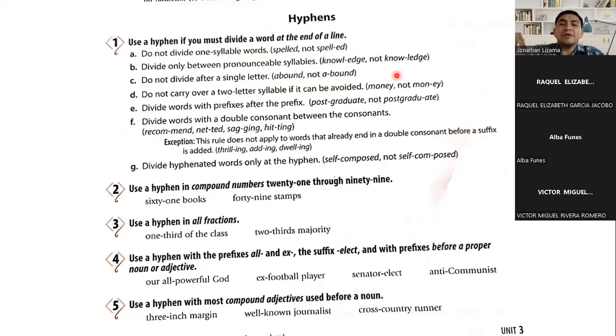Do not divide after a single letter. A-bound, not a-bound. Don't carry over a two-letter syllable if it can be avoided. Money, not mon-ey. No se puede hacer eso, ¿verdad? Divide words with prefixes after the prefix. Post-graduate, not postgrad-uate. Divide words with a double consonant between the consonants. Recom-mend, miren, sequin, hid-den.